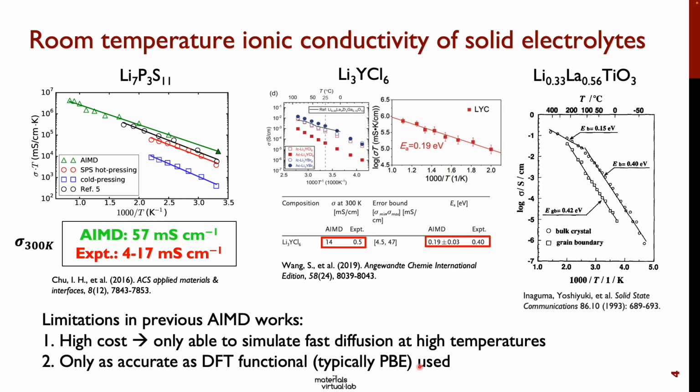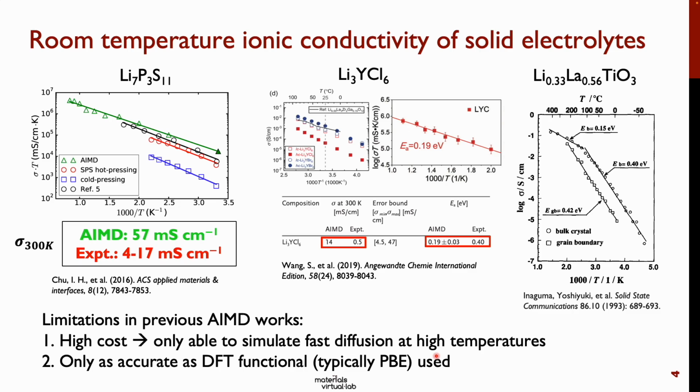Okay, and the second limitation is that for AIMD, still related to the cost, we usually use the typical PBE functional and just use some very simple gamma point K-point density to study the system. So the accuracy is also biased or compromised by the functional we use in the simulation.